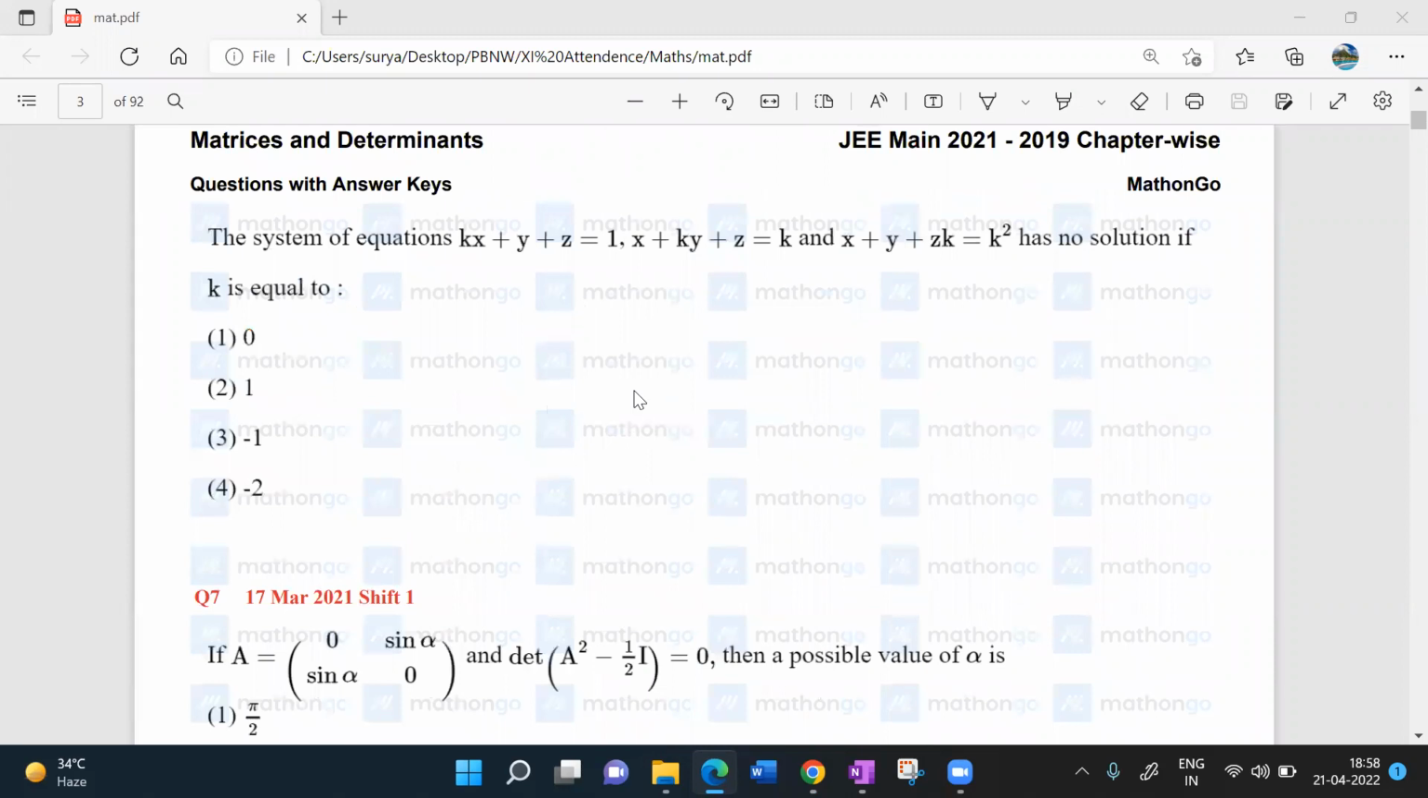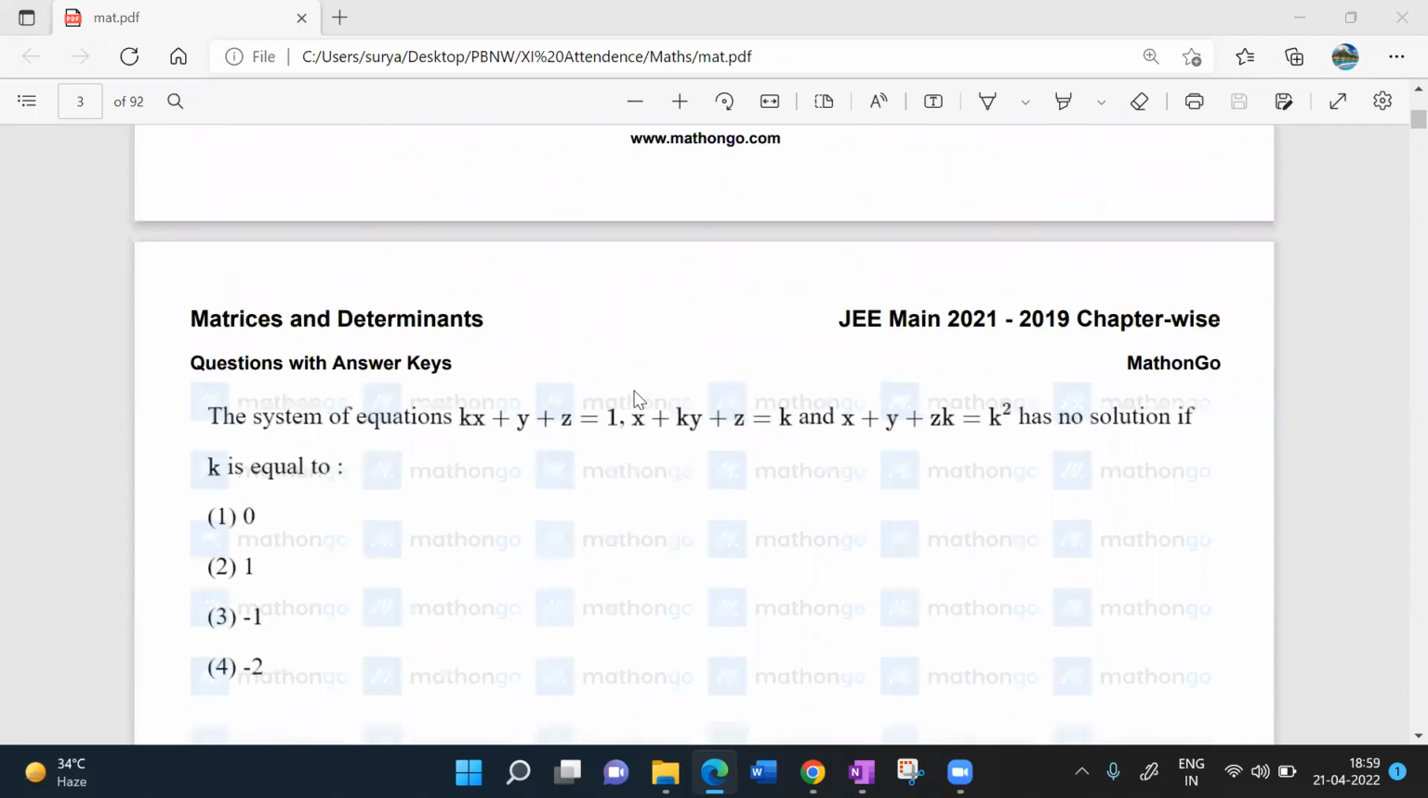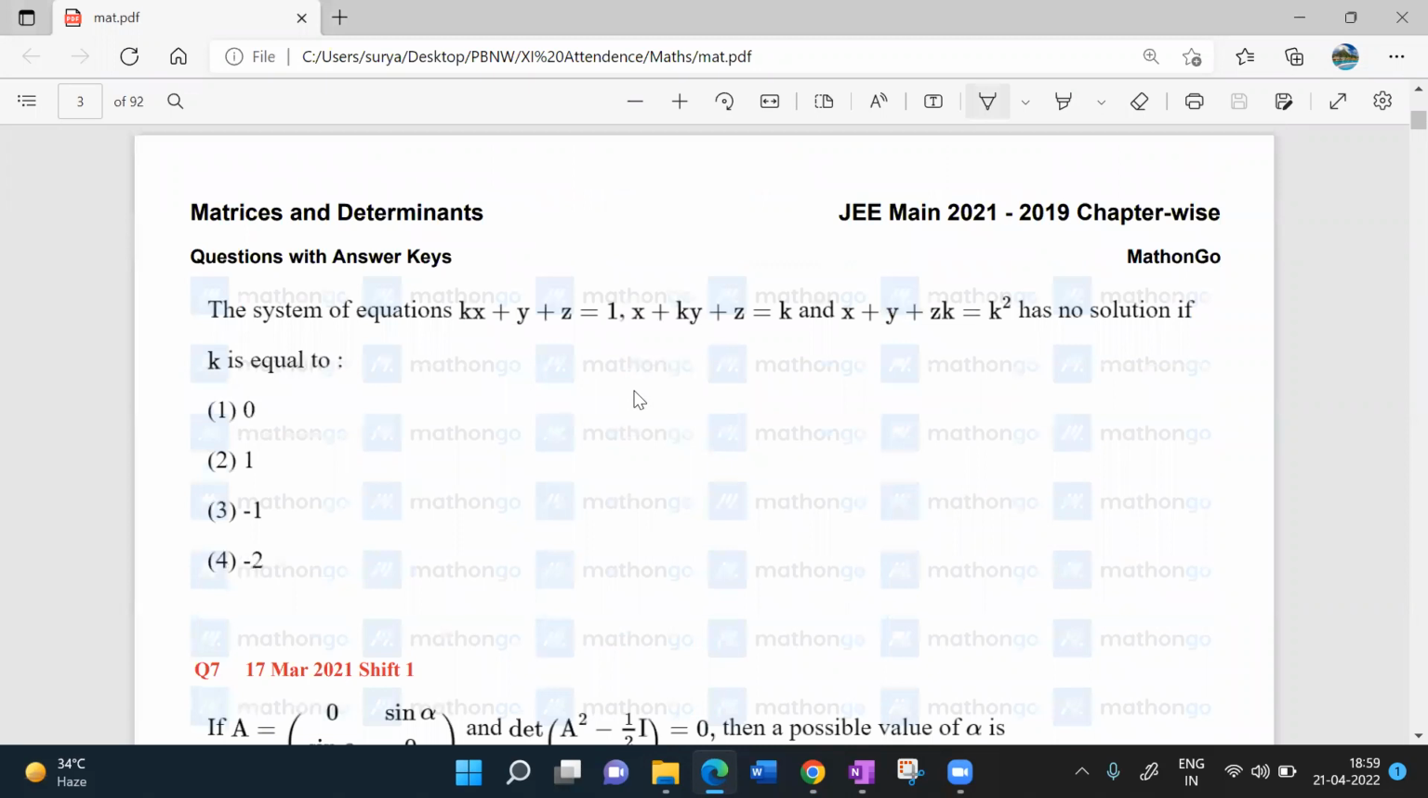Solve this question, guys. This is also a 2021 shift 1 question. Everyone solve this question. The system of equations has no solution. Then what is the value of k?